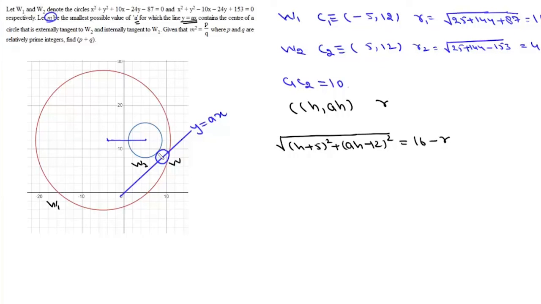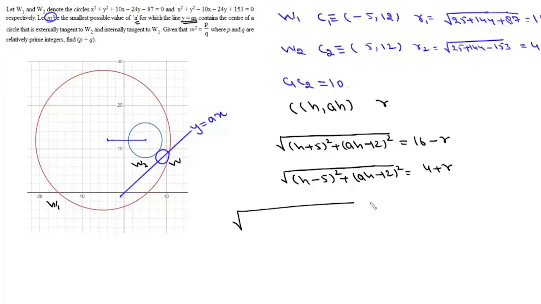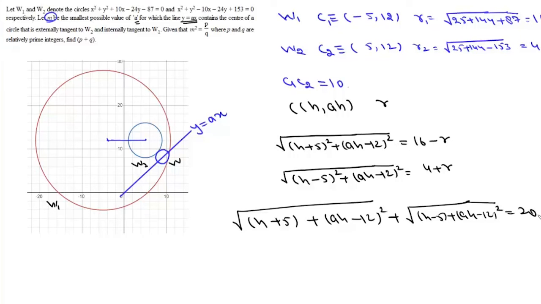That means C1C2 equals R1 plus R2. Now in this case, it will be the square root of (h minus 5) whole square plus (k minus 12) whole square, and that will be equal to 4 plus R. Now we'll add them, so this R will get eliminated. So now we can write this as the square root of (h plus 5) whole square plus (k minus 12) whole square, plus the square root of (h minus 5) whole square plus (k minus 12) whole square, and that will be equal to 20.